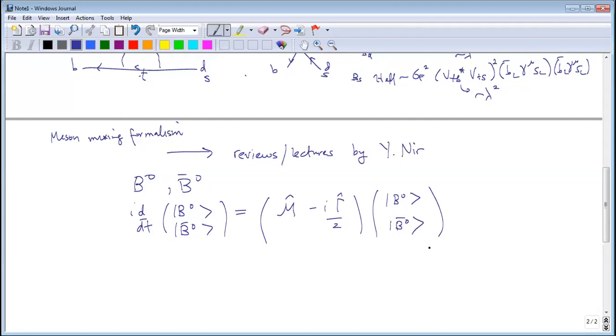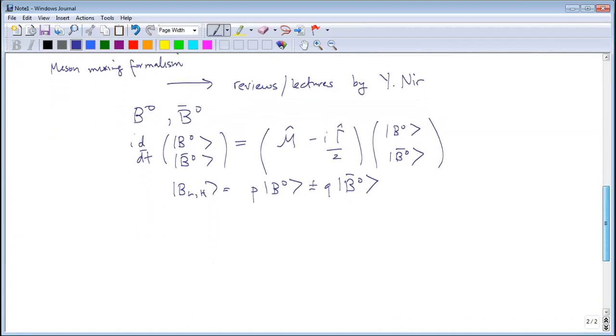Last time we talked about the M hat, and you can do the same for the gamma. You would do the calculation based on these box type diagrams in the standard model for the various entries. Once you have those, you want to diagonalize the mass matrix, and you're going to get eigenvalues B light and heavy. Those are always written in the following notation: p times B naught plus or minus q times B naught bar.